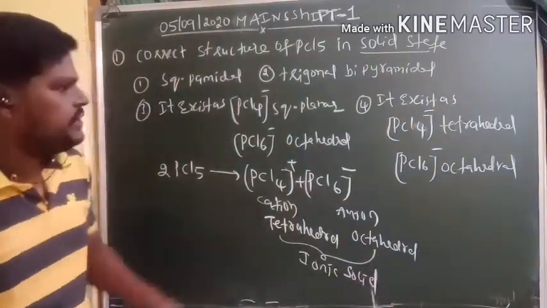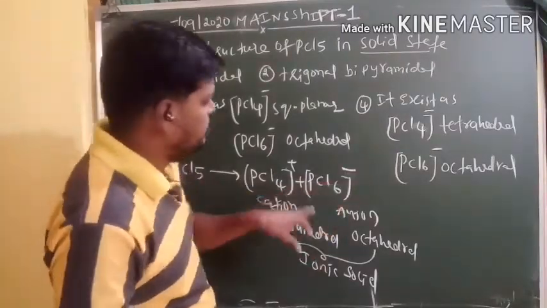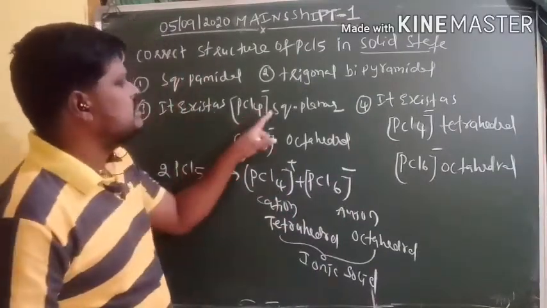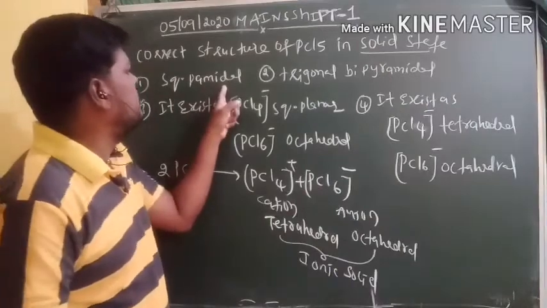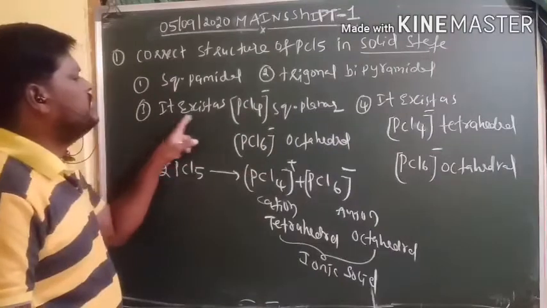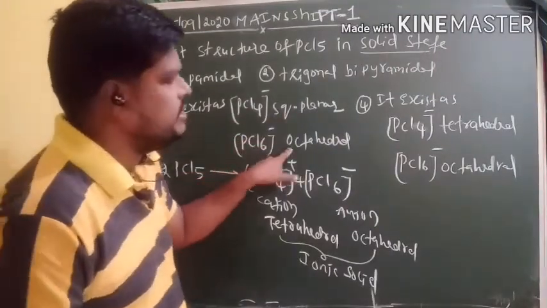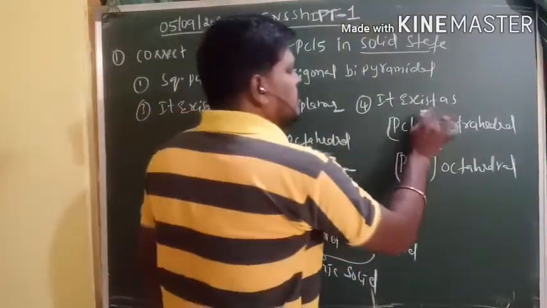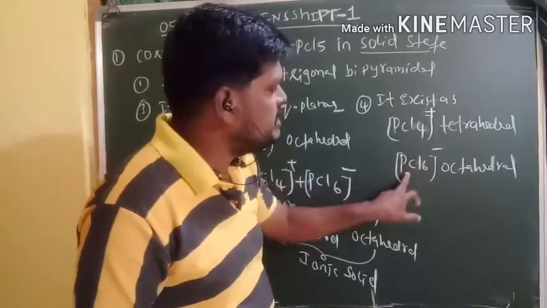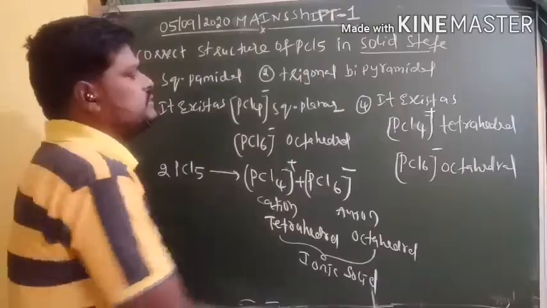So what is the correct option here? Cation tetrahedral, anion octahedral. So PCl4 plus is tetrahedral and PCl6 minus is octahedral. The other options, such as square planar or square pyramidal, do not apply. So the correct option is the fourth one.